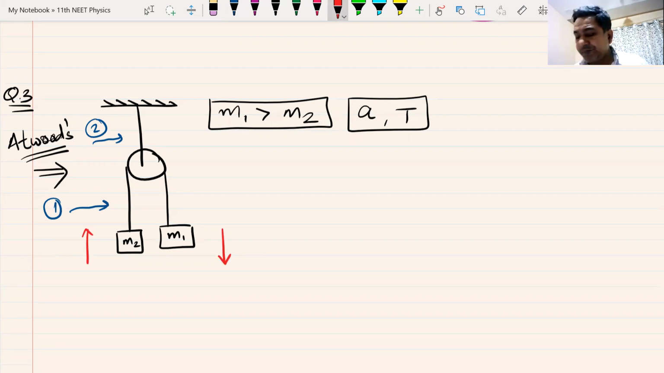Now, if I call the acceleration of block M1 as A, what will be the acceleration of block M2, which is moving upwards? M1 is A downwards. What about M2, which is definitely moving upwards? This acceleration will also be equal to A. Do we understand this? Yes or no? So I have given you this much hint. Can you solve the question now with this hint?